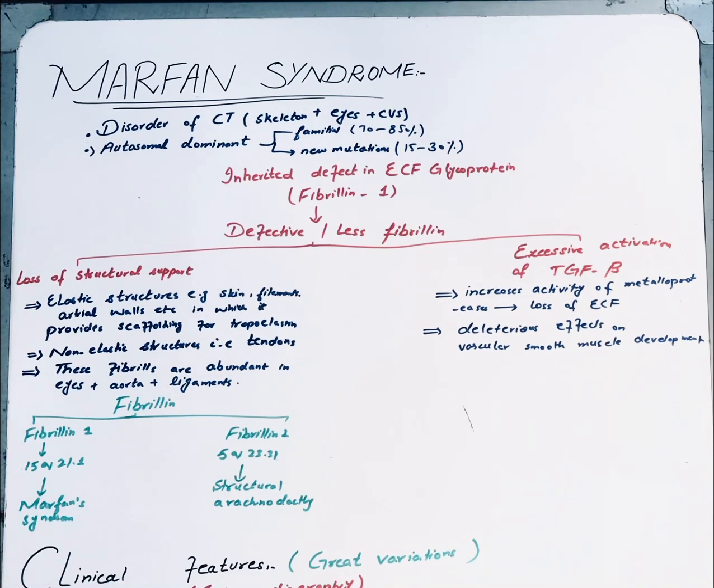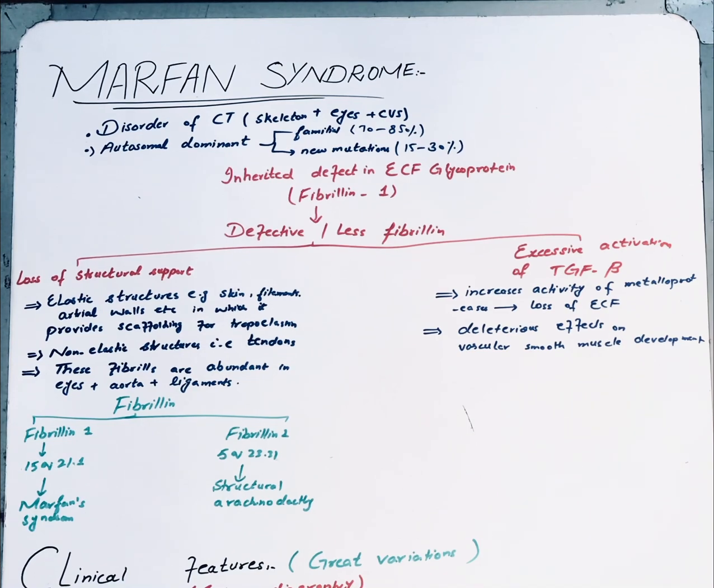This is a disorder of connective tissue. In this, the skeletal system, eyes and CVS are involved. Now let's see how Marfan syndrome occurs in our body and where the defect is.